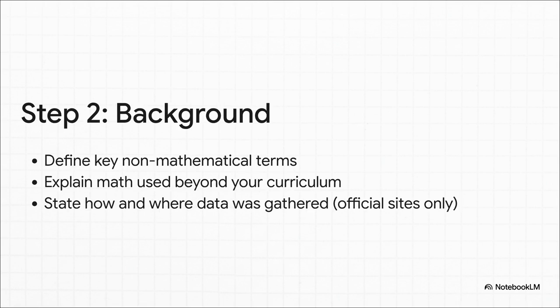Next up is the background section. This part is all about clarity. You can't assume your reader knows everything. If you're using any special terms, define them. If you're using some fancy math that's beyond the syllabus, you've got to explain it. And if you're using data, you have to say exactly where you got it from. And spoiler alert, it has to be from an official, credible source.